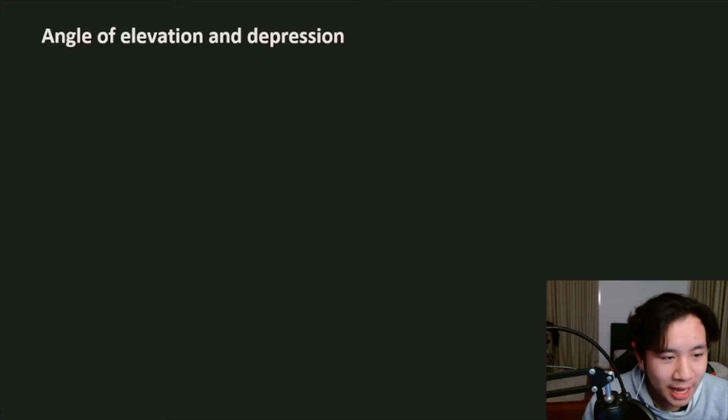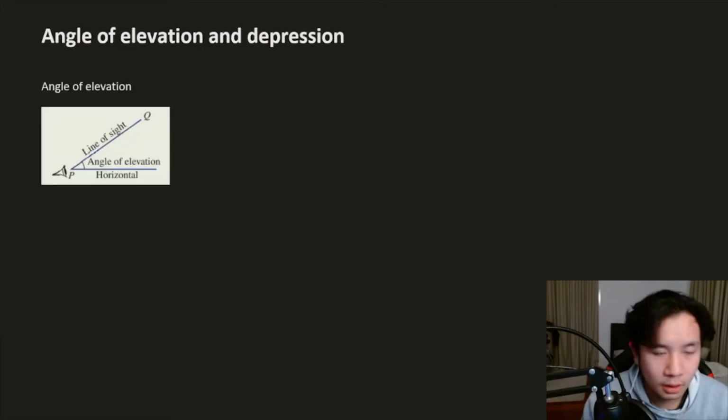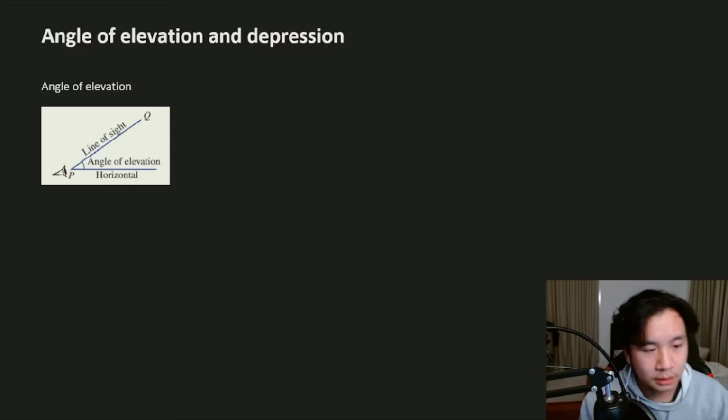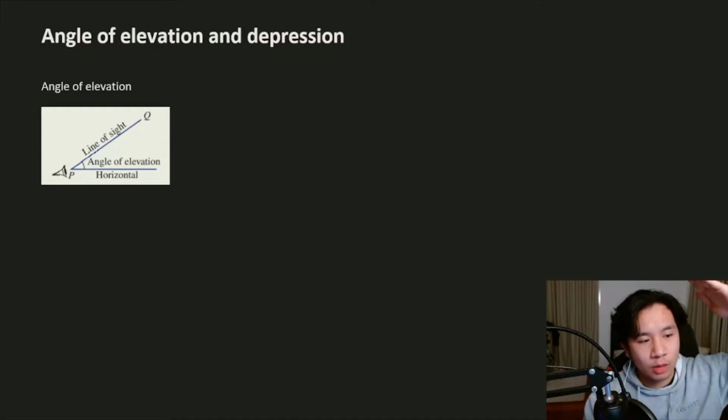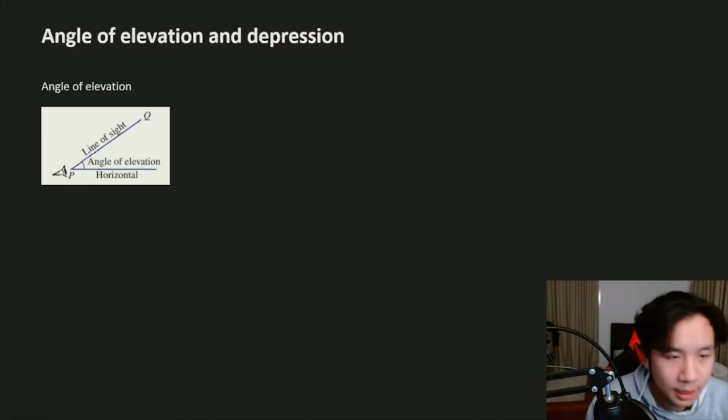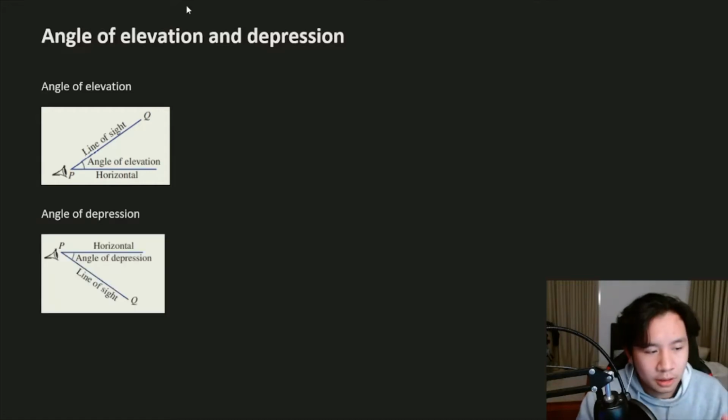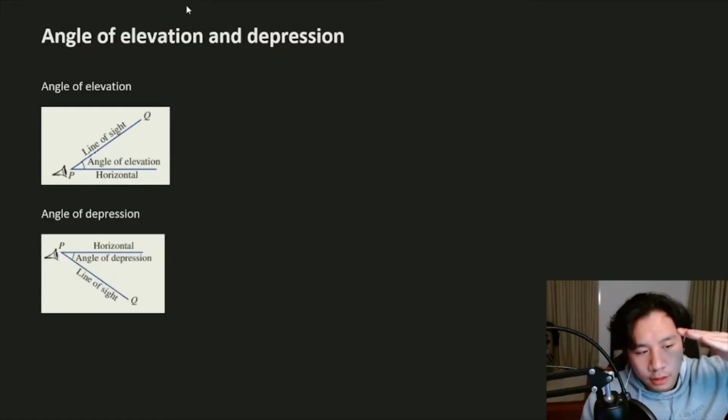All right, let's talk about the angle of elevation and depression. So this is the angle of elevation. Essentially, you start at a straight line, and then you're making an angle up from that. So that is the angle of elevation. And so you can obviously guess that the angle of depression starts at a straight line and then it moves down. And the angle that it makes is called the angle of depression.